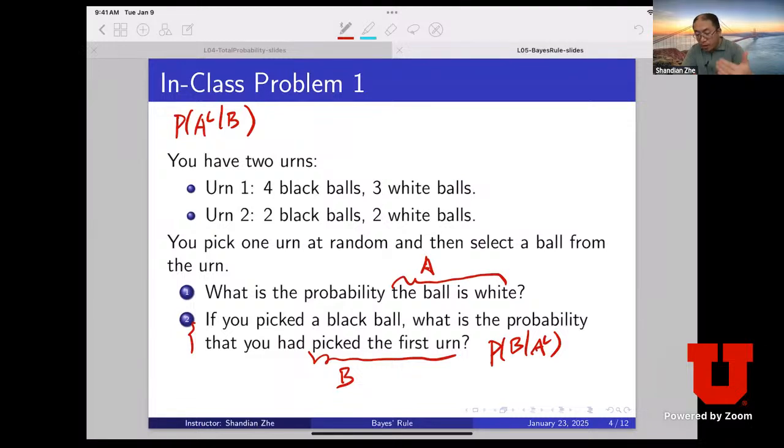From the problem setting, can anyone tell me what's the conditional probability you pick a black ball, which is A complement, conditioned on that you pick the first arm, which is event B? What's that probability? 4/7, yeah.